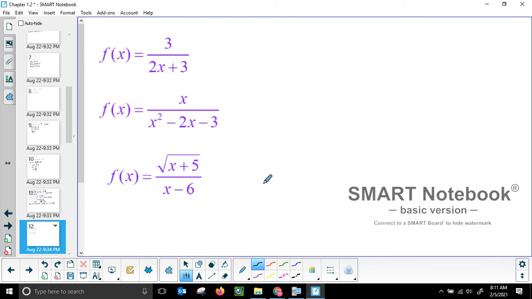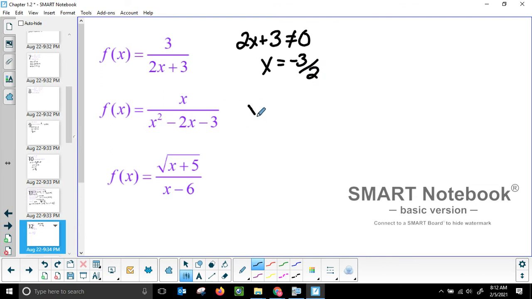All right, so similar stuff here. Again, I don't have a square root, but I do have a variable in the denominator. So I say, okay, 2x plus 3 cannot equal 0. If I solve this, I subtract 3, divide by 2, x is equal to negative 3 halves.